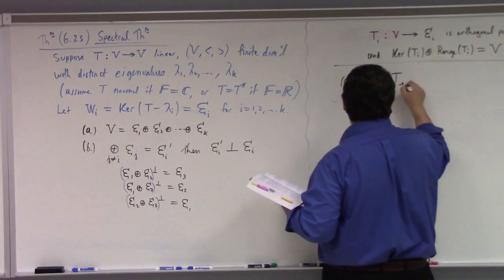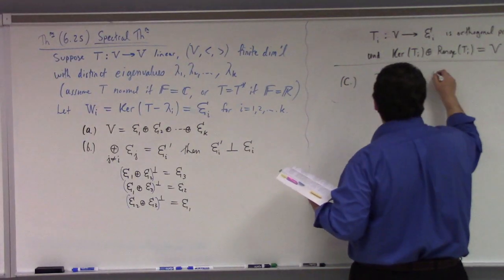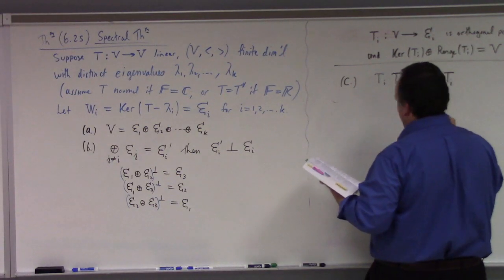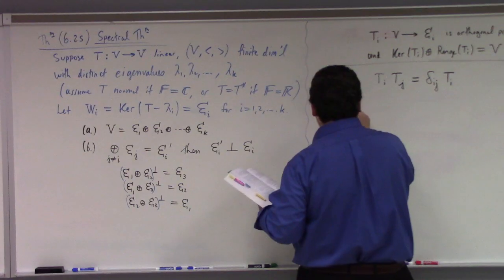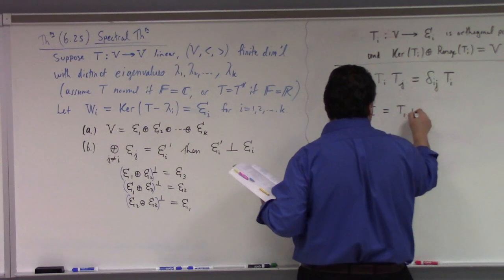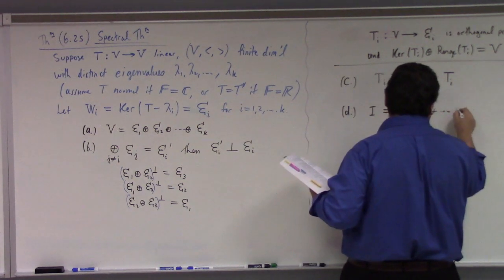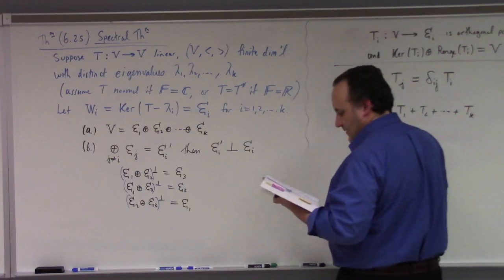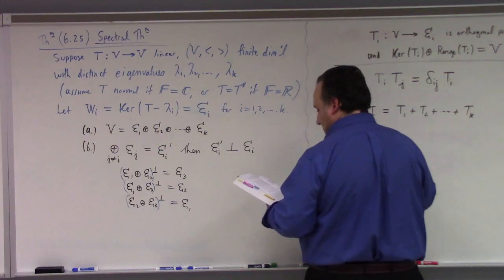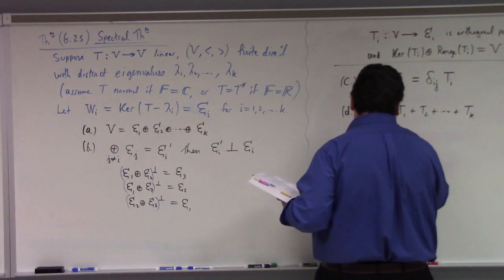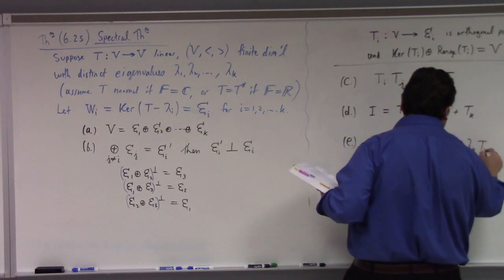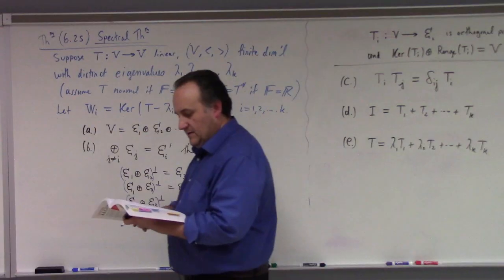T sub i composed with T sub j is just Kronecker delta i j times T sub i. And D: the identity is decomposed as T1 plus T2 plus up to Tk. And finally, here's the actual spectral decomposition. T is decomposed into lambda 1 times T1, lambda 2 times T2, plus up to lambda k times Tk. That is the spectral theorem.